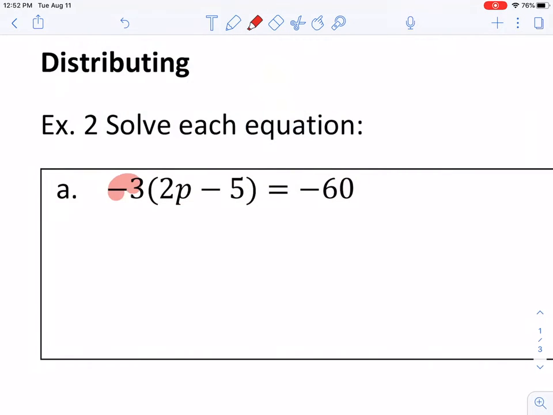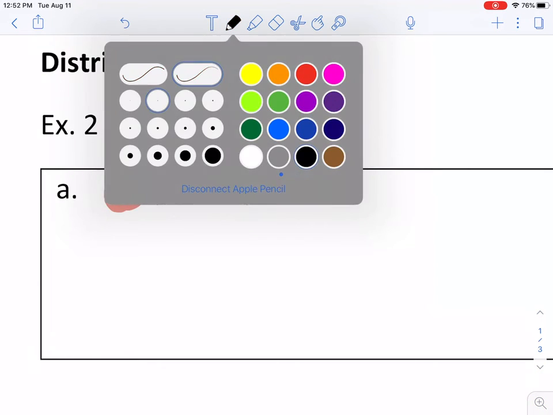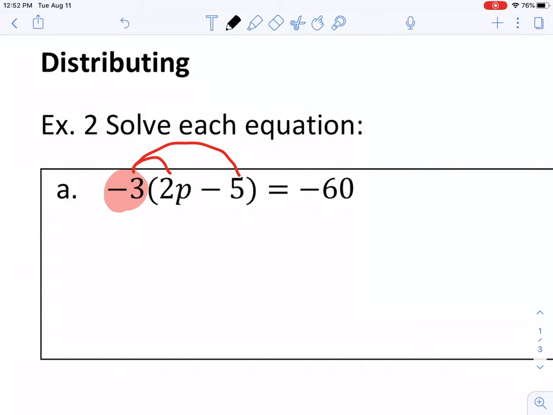Let's highlight in red here. We're going to multiply this negative 3 into our quantity 2p minus 5, which means we are distributing. So our negative 3 gets multiplied in with 2p minus 5. So I'll evaluate. Negative 3 times 2p gives us negative 6p. Signs are different. They're multiplying, gives us a negative. Negative 3 times negative 5 gives us positive 15.